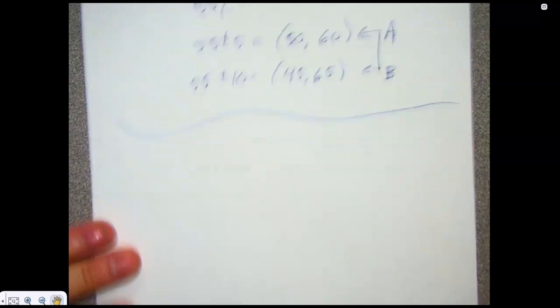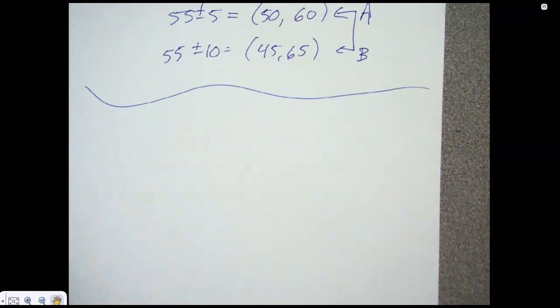Like, if I told you to guess my weight, this is scary. Somebody give me a 20-pound interval that you think my weight is in. I'm not going to get that, I don't care.